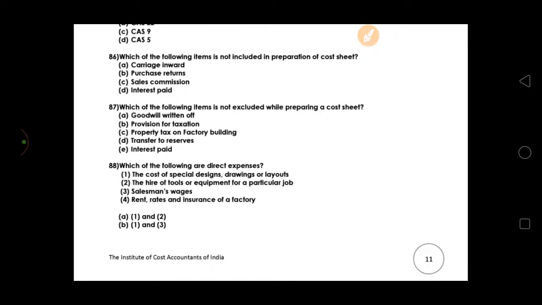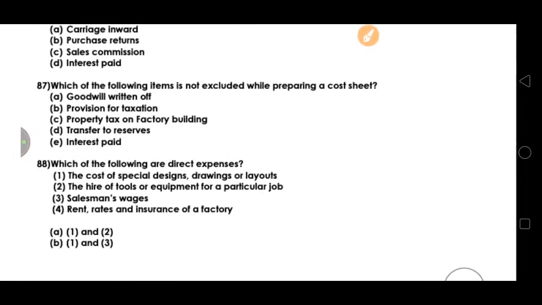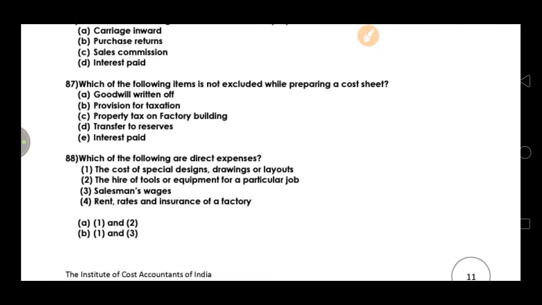Which of the following are direct expenses? 1, the cost of designing, drawings and layouts. 2, property rent. So 1 and 2, because the cost of special designing for the product, layout, is a direct expense. So A is the right answer.